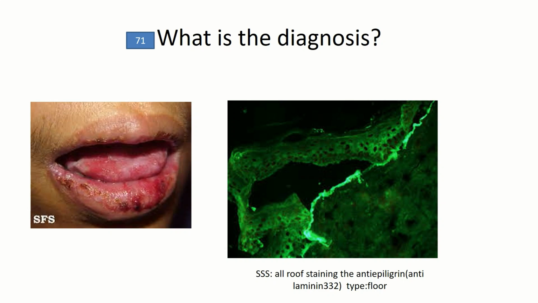This form of immunobullous disease is characterized by subepidermal bulla. In all forms of cicatricial pemphigoid, the roof of the bulla is prominent, except the type anti-epiligrin or anti-laminin 332, in which the floor of the bulla is involved.